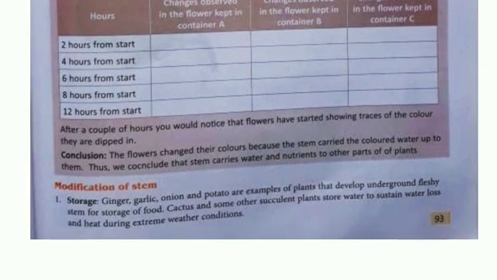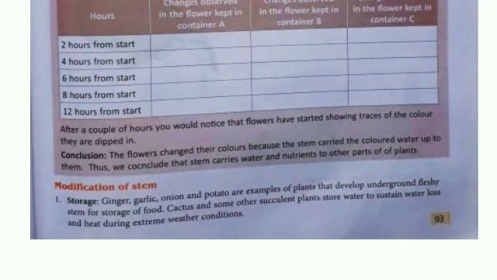Why does modification occur? We have already discussed in the root part. Modification occurs due to some function. What are the functions? In the case of stem, the first purpose is storage. Ginger, garlic, onion, potato are examples. They are actually stems, which we eat. These are examples of modification of a stem that develops an underground fleshy stem for storage of food.